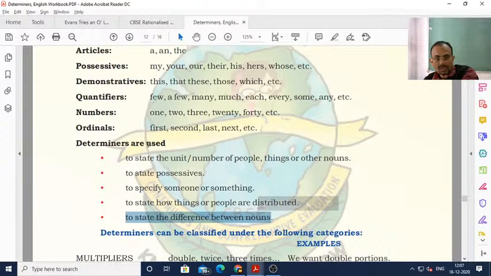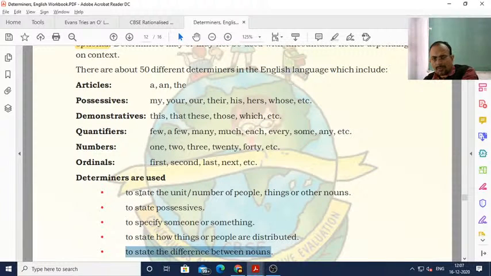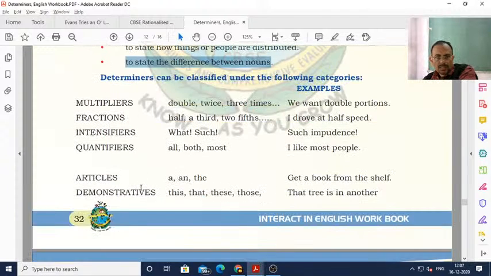Okay. So, in conclusion, in short, I told you determiners are those words which are used to determine the number, quantity, of nouns. That's it. You remember this, and these are the examples. Here also some examples are given.